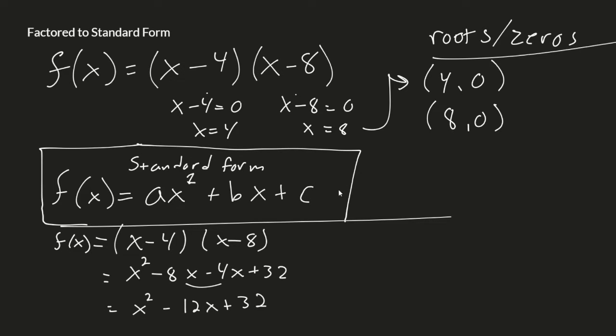This is our standard form. We see our a in this case would be 1, our b value would be negative 12, and our c value would be 32. So we pulled some extra information here, right? We looked at the roots and the zeros because it was so readily available. But don't lose sight that all the work we did to translate from factored form to standard form was just the distributive property. We just multiplied out these two binomials, simplified that middle term, and we got our end result in standard form.